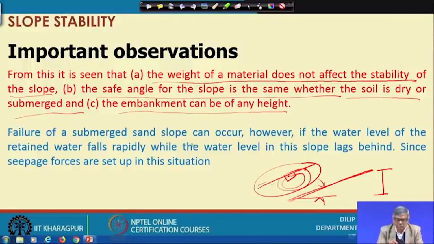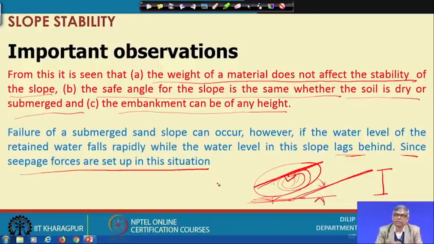Similarly, failure of a submerged sand slope can occur, however, if the water level of the retained water falls rapidly. That means it was submerged initially and then suddenly the water dropped to this level. Then of course the analysis will totally change and it may fail. The water table has gone, but some water is retained in the soil, and it takes some time for the water to come out of the retained soil. That lags, and because of that sometimes the slope will fail. Since seepage forces are set up in this situation, the failure may occur.